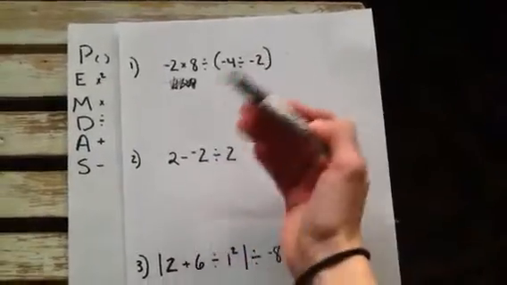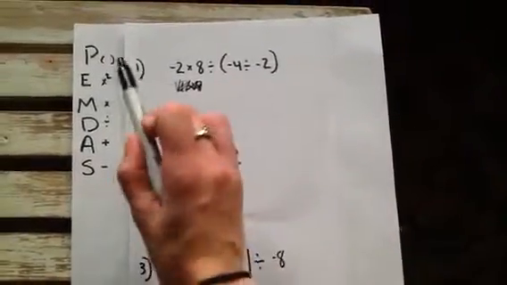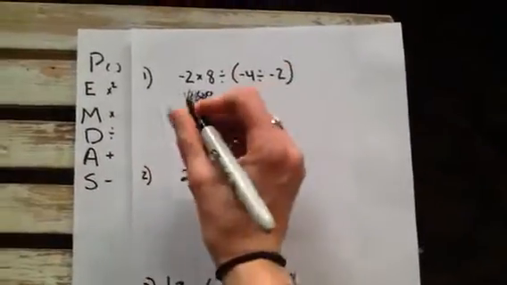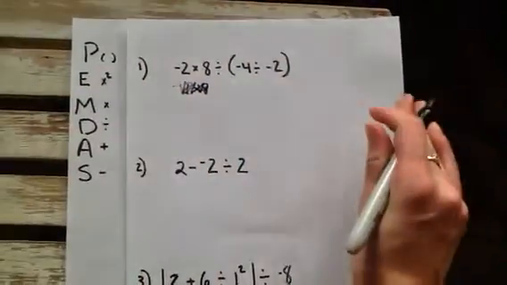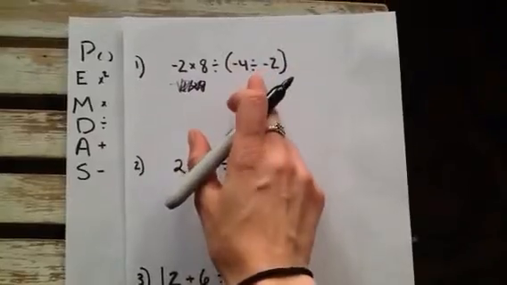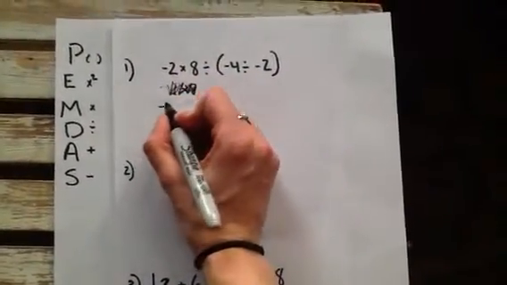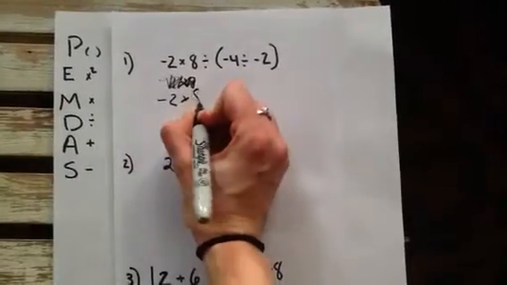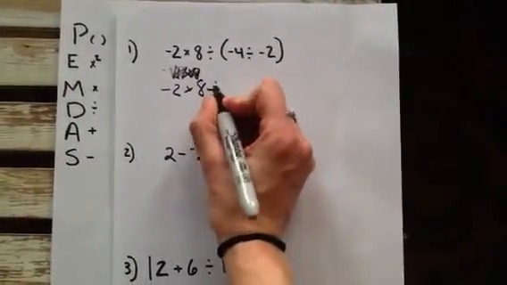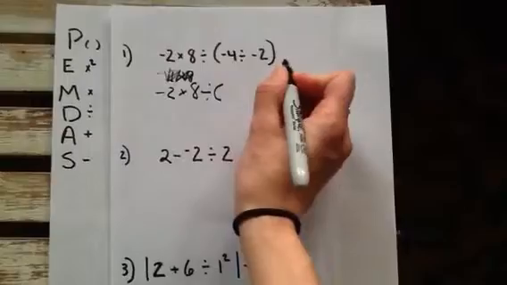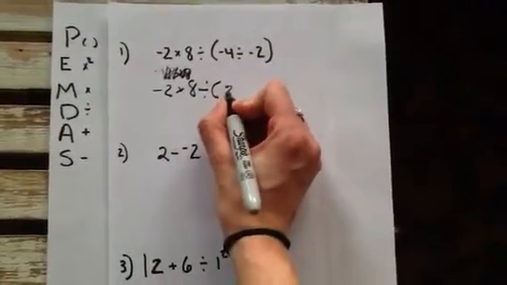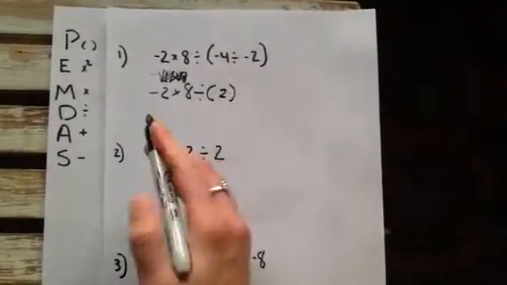All right, now we have negative 2 times 8 divided by, in parentheses, negative 4 divided by negative 2. Now, what's the first thing we have to do? Parentheses, okay? So I'm going to rewrite the whole problem and solve the piece that I know goes first, all right? So I should have negative 2 times 8 divided by, what is negative 4 divided by negative 2? That should be positive 2, okay?